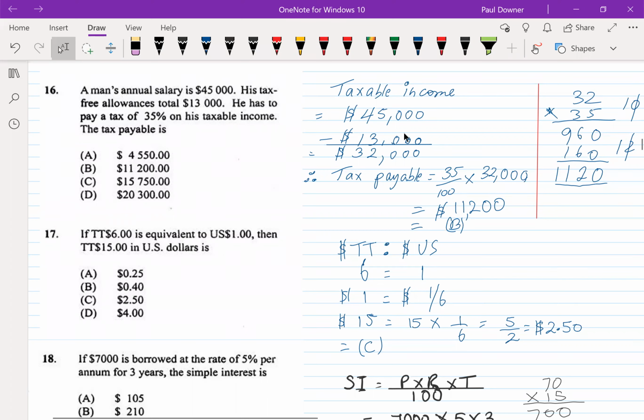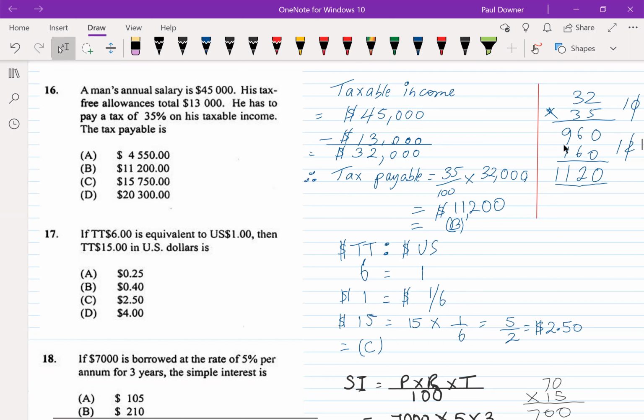This is tax-free. It's $13,000. So when you do that subtraction, you're going to get $32,000, and his tax payable then will be 35% of that 32,000. And when you calculate that, you're going to get $11,200, which is answer B.